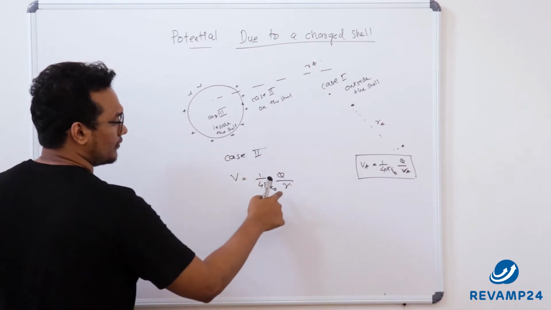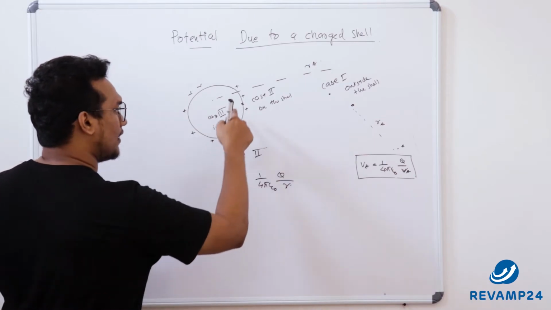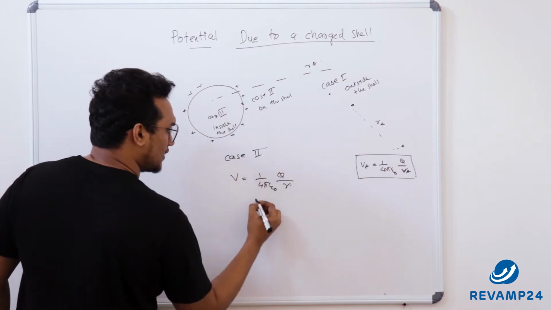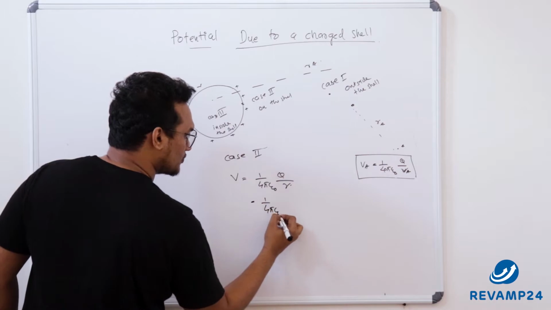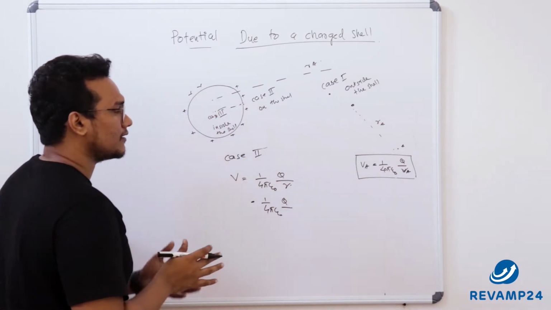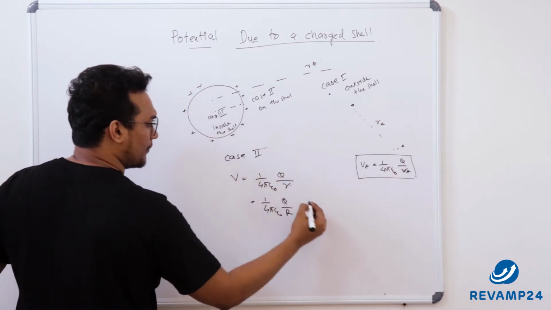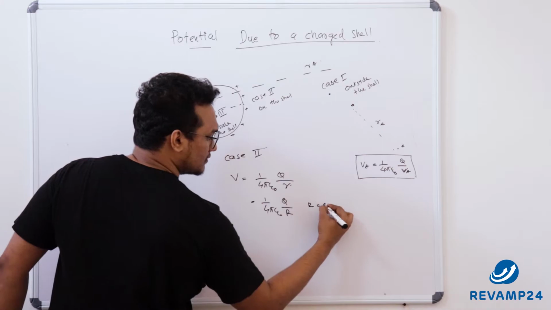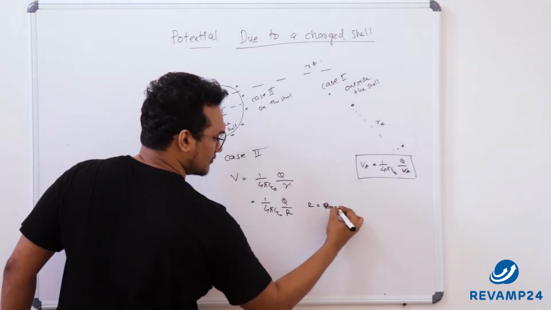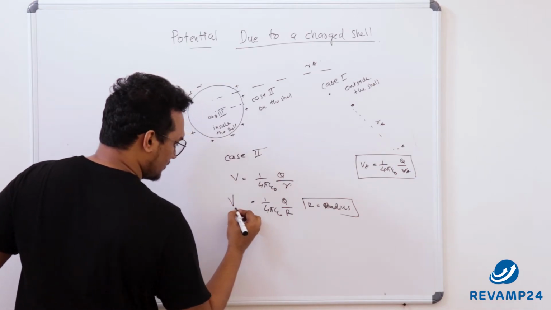Clear? Now whenever we are on the shell, what will be the value of r? On the shell, it will be 1 by 4 pi epsilon 0 q by r measured from the center, which is nothing but the radius itself. So q by capital R, where capital R is equal to the radius. Make a note of this. So V at surface.